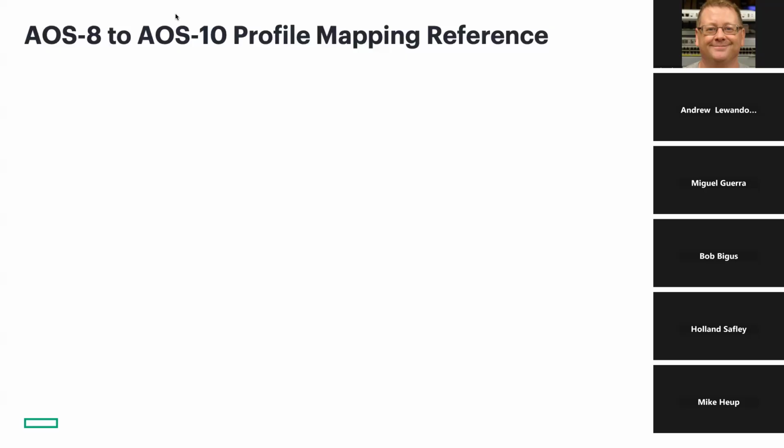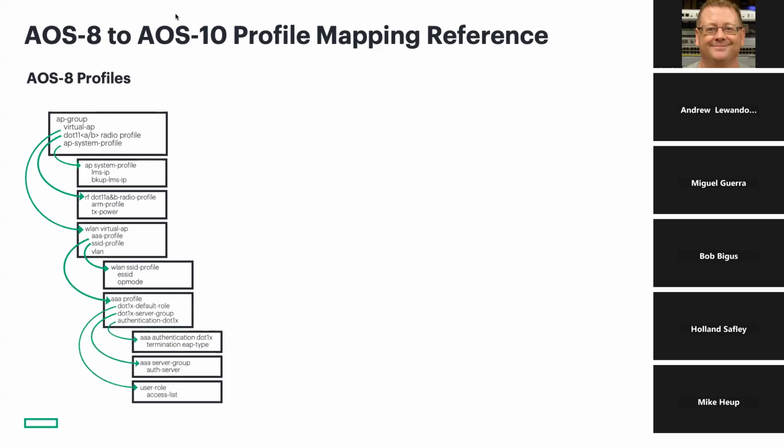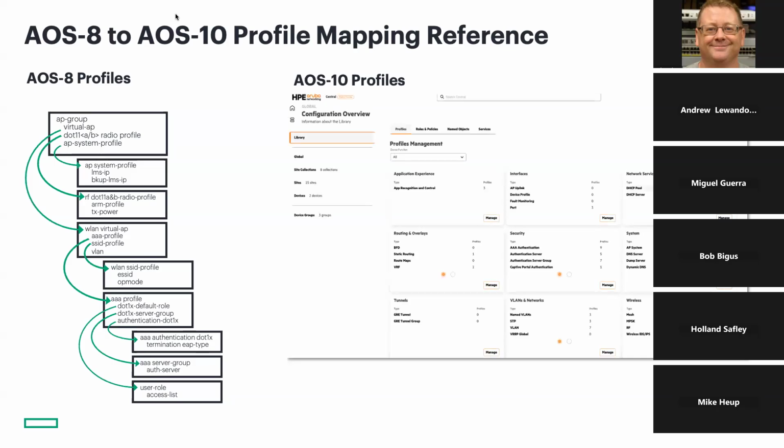So I'm going to quickly review how AOS 8 profiles map into the New Central UI library page. On the left, this is a familiar AOS 8 profile stack: things like AP groups, RF and WLAN profiles. I found a graphic like this years ago, and I found it really helpful in understanding how the profiles map within each other without having to go manually searching, doing Control F on show command outputs. On the right, these are clearly organized into various cards, such as wireless, VLAN and networks, security, etc.